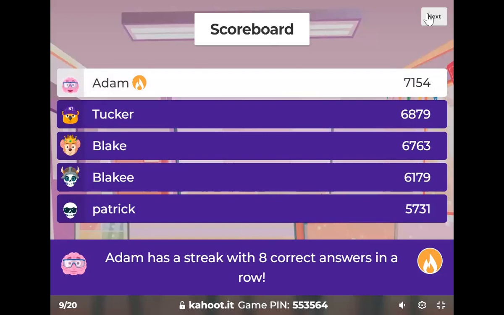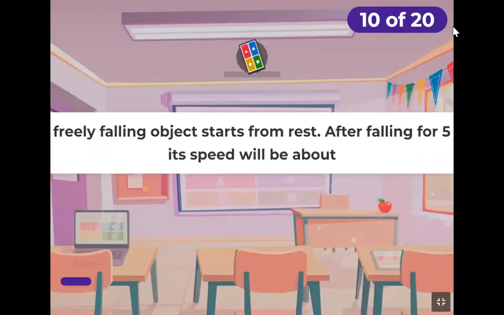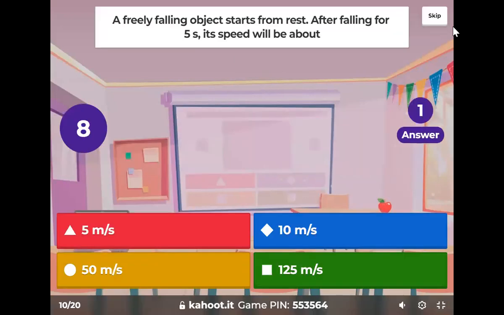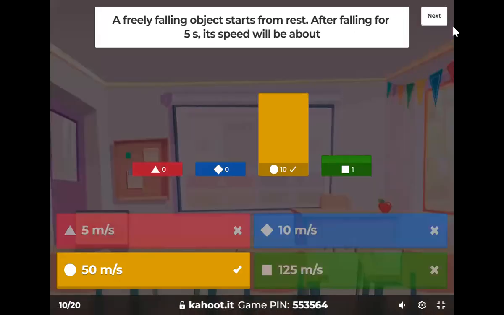All right, Adam, hold on to the lead. So on fire. A freely falling object starts from rest. After falling for 5 seconds, its speed is 50 meters per second. So that's also V equals GT, you could say. V equals AT, right? So 10 meters per second squared times 5 seconds brings you up to 50 meters per second.